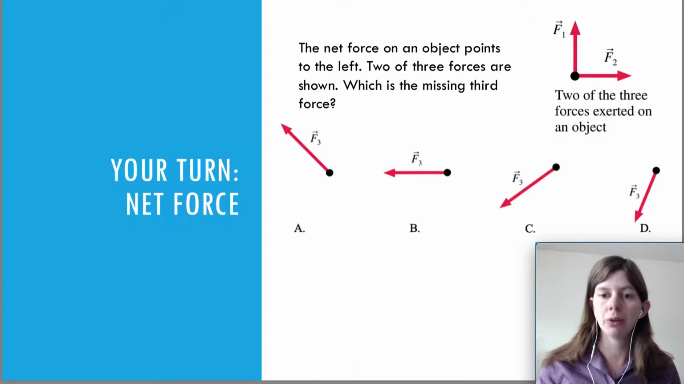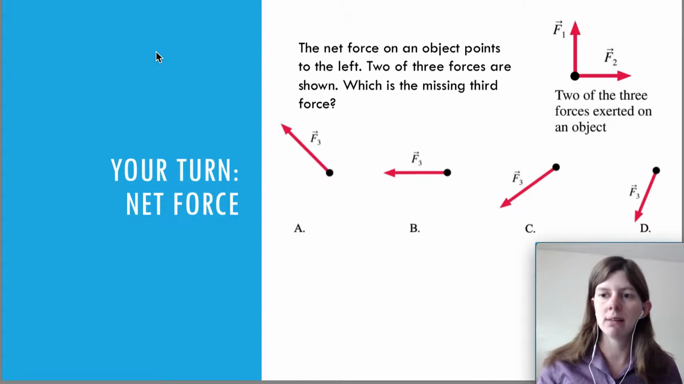Let's do a your turn question. Make sure you understand this idea of net force. This one's a little bit tricky. Let's take a look at it. The net force on an object points to the left. Two of three forces are shown. Which is the missing third force?